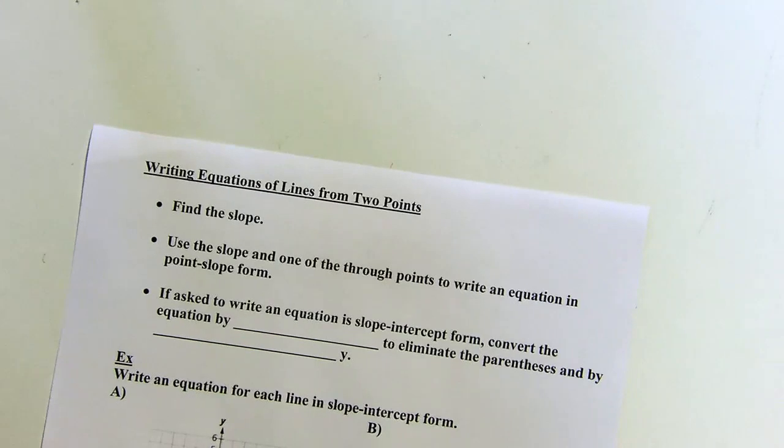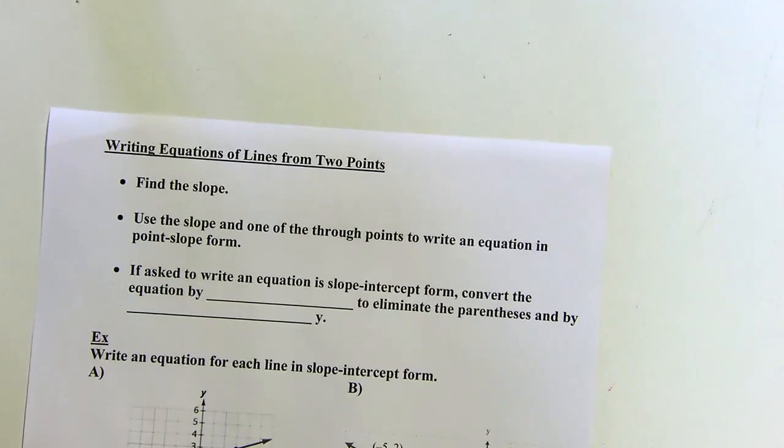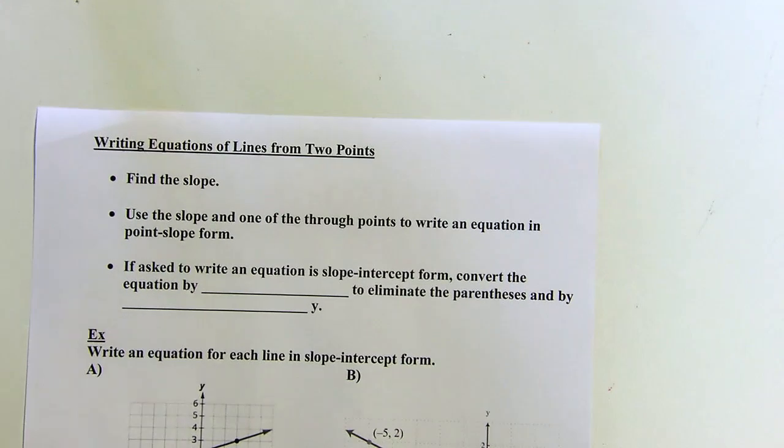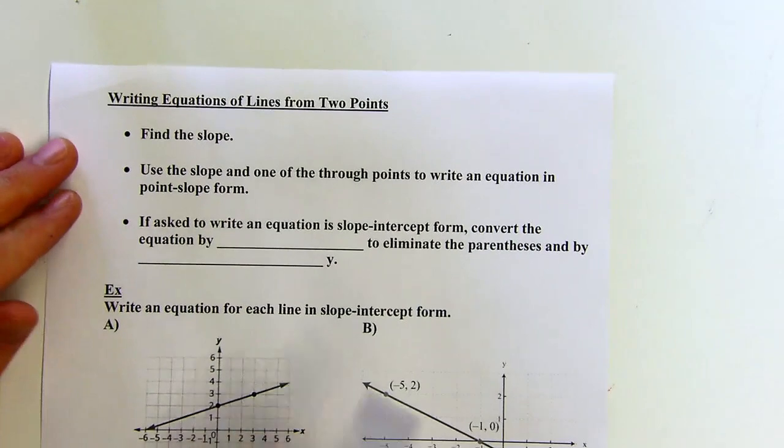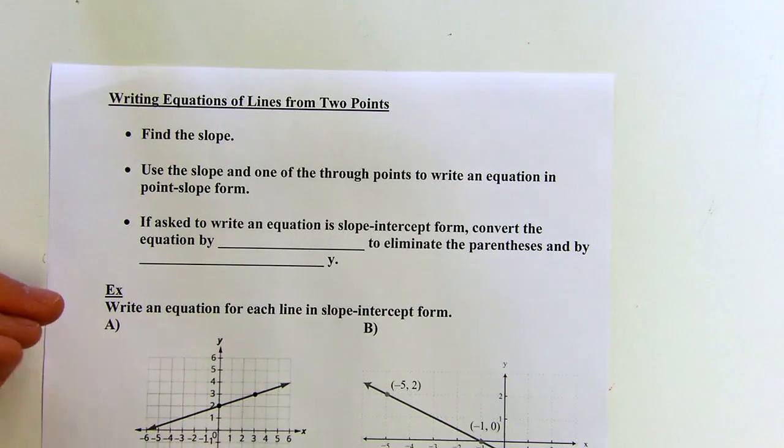On the next page, we're going to look at writing equations of lines from 2 points. So when we have 2 given points, we can write an equation. And there are a number of ways to do this, so this is just one of the methods. But no matter what method you use, you're always going to want to find the slope, because it doesn't matter if you're using point slope or slope-intercept form, you're going to need the slope either way.